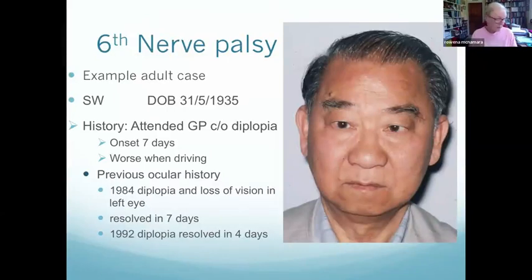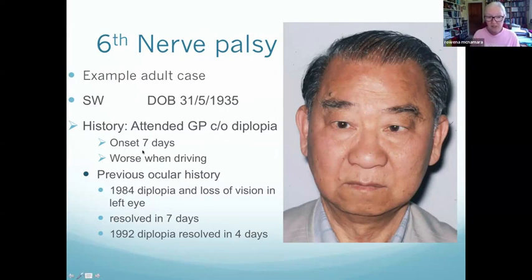So I'm going to give you an example of a patient who actually attended my clinic. This was in the 1980s, so he's in his 50s, and he complained to his GP that he had double vision. So the GP sent him along to casualty, the casualty doctor sent him to the ophthalmologist, and the ophthalmologist diagnosed a sixth nerve palsy.